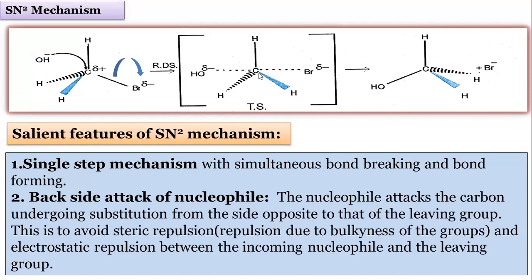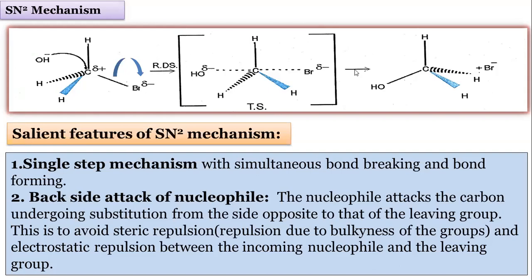See, in the transition state, the bond between OH minus and this carbon is a dotted line. This is partially formed, and the C-Br bond is partially broken. So this step is called the transition state. This is the higher energy state in the reaction. See, this is penta coordinate: 1, 2, 3, 4, 5. So this is highly unstable, and this is a high energy step.